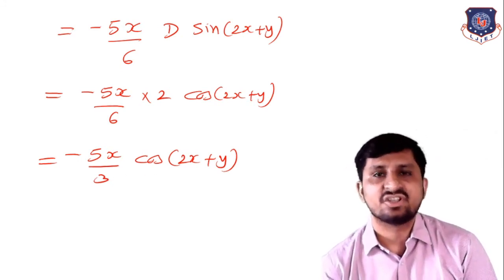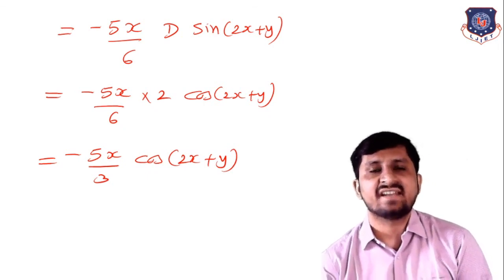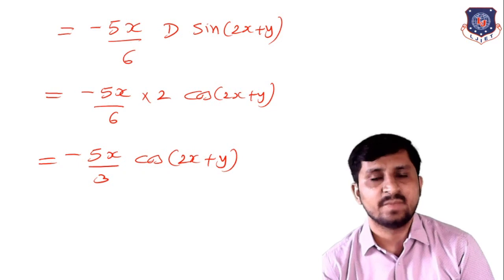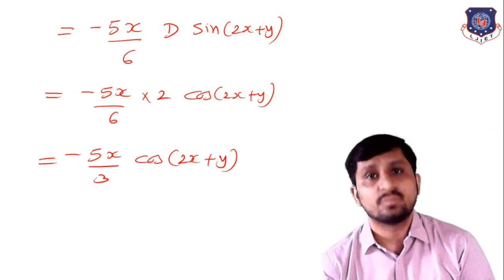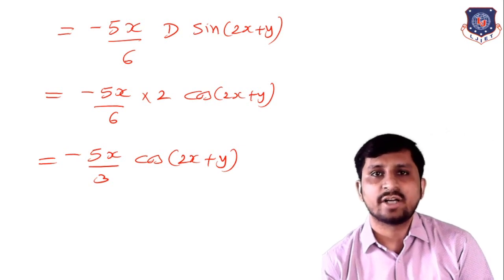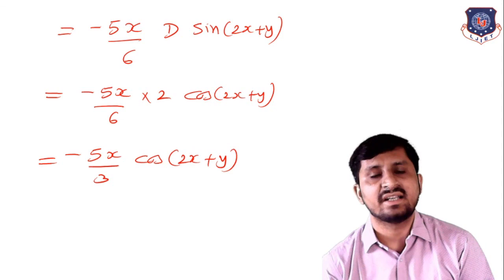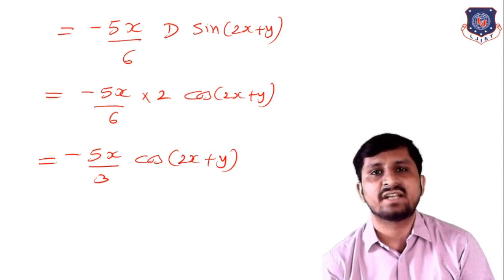So in today's lecture we discussed case 2. Either your function is sin(ax plus by) or cos(ax plus by), for both types of function we apply the same rule. Same rule means what? Instead of D square, you have to take minus a square. Instead of D into D dash, you have to take minus ab. And instead of D dash square, you have to take minus b square.